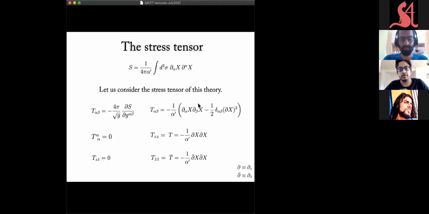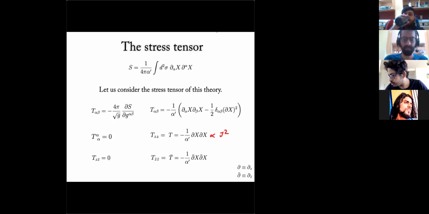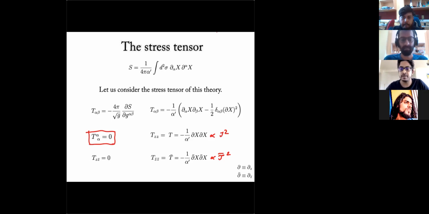Once again, you can write the stress tensor components on the plane in Z and Z bar coordinates. What you see is that the ZZ component is given by this, which is nothing but a combination of the currents again. It is proportional to J squared, and similarly for the anti-holomorphic part, proportional to J bar squared. The off-diagonal component is actually 0. An important property which the stress tensor has in a conformal field theory is that it is traceless. The trace vanishes if you're on a flat surface.